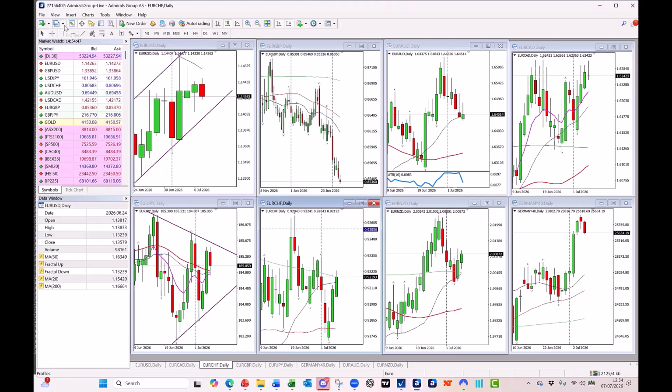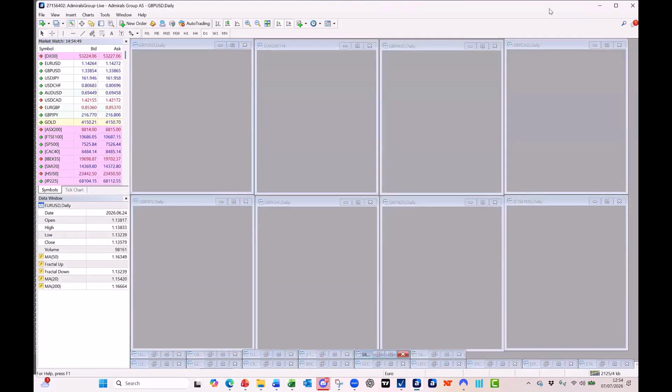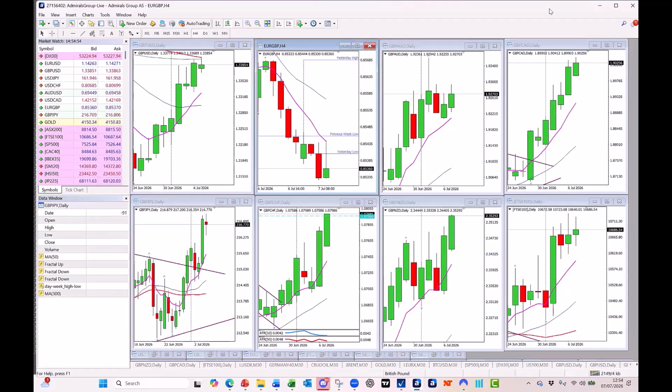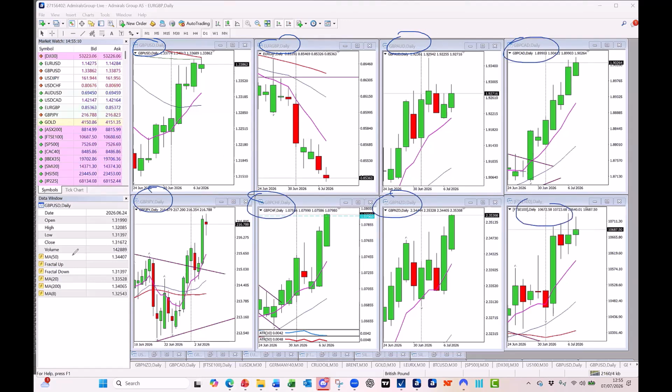Let us go to pound then. Let's have a look at sterling. Let's put this on the dailies. Cable on the daily, euro sterling on the daily, pound Aussie, pound CAD, pound yen, pound Swiss, pound Kiwi, FTSE.